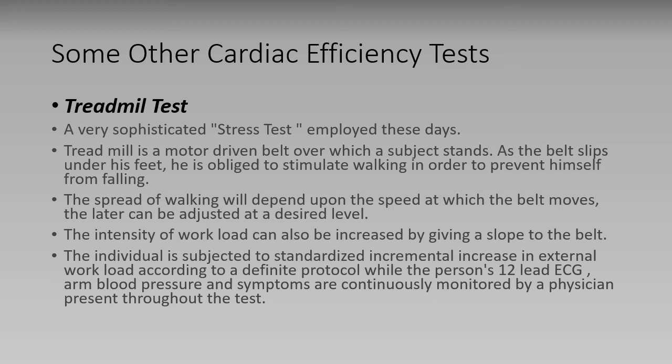The speed of walking will depend upon the speed at which the belt moves. The latter can be adjusted at a desired level. The intensity of workload can also be increased by giving a slope to the belt. So the individual is subjected to standardized incremental increase in external workload according to a definite protocol, while the person's 12-lead ECG, arm blood pressure and symptoms are continuously monitored by a physician present throughout the test.